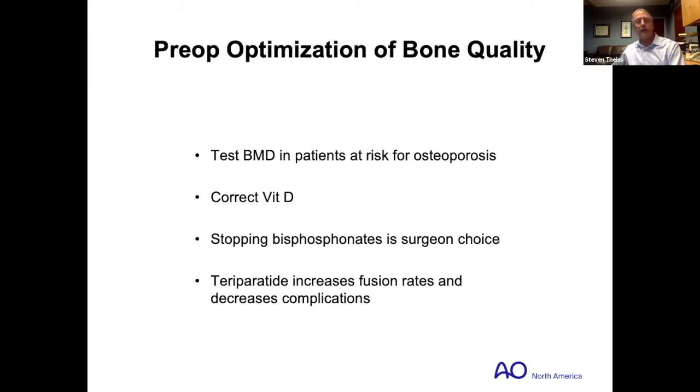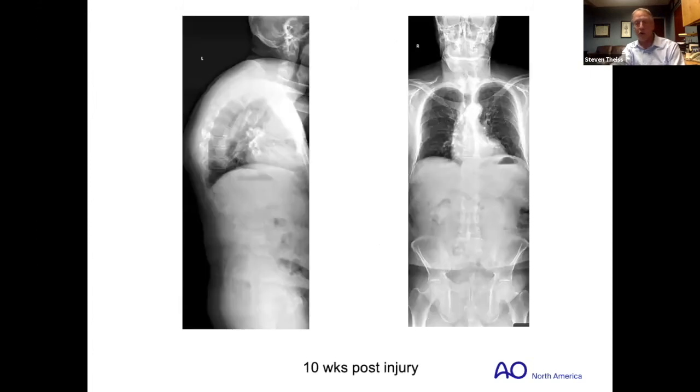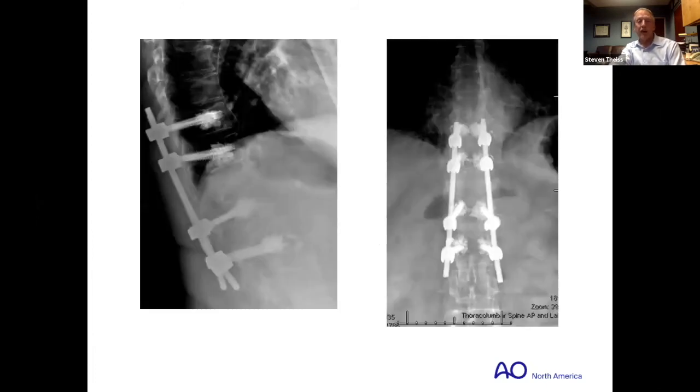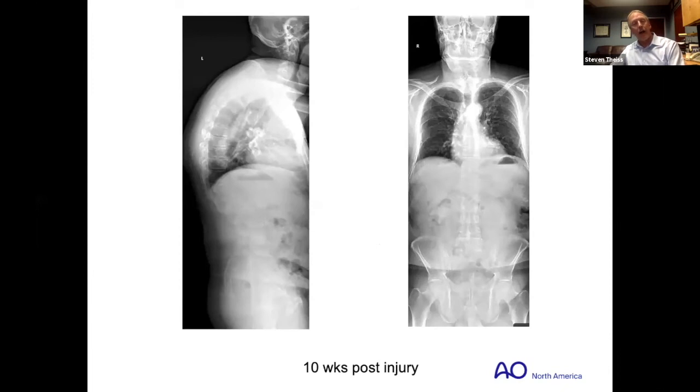You're not going to decrease their chance of success at all. But also know patients that get synthetic parathyroid hormone, you're going to increase their fusion rate and decrease their complications. So anyway, let's get back to this case now. This patient has osteoporosis, has severe collapse and kyphosis.